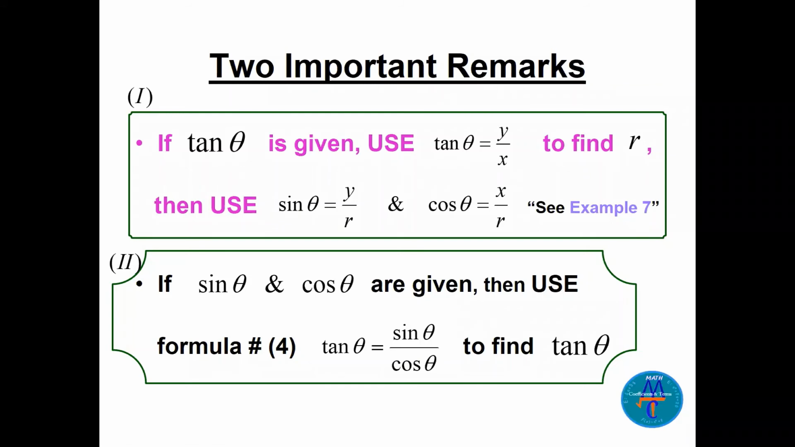Now we see here two important remarks. If tan theta is given, and you need to find sine theta and cosine theta, put tan theta as y over x, and then find r, because sine theta will be y over r, cosine theta x over r. See example 7, the one before this slide. This is very important. And if sine theta and cosine theta are already given or we know them, then you can use formula number 4 to find tan theta: sine theta over cosine theta. All right.